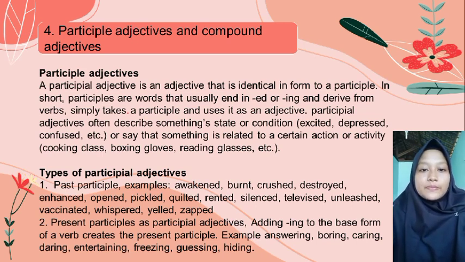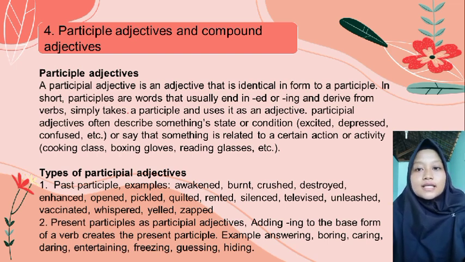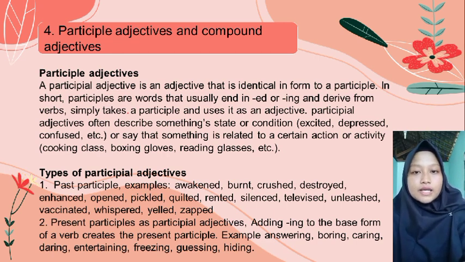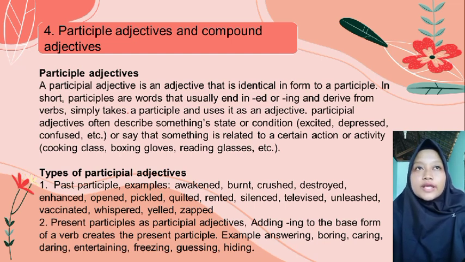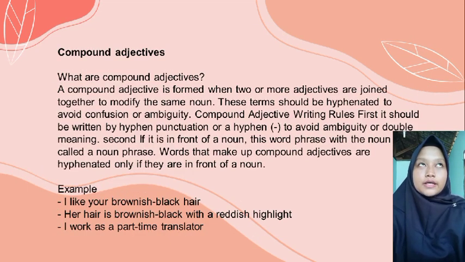And number two is present participles. As participle adjectives, adding -ing to the base form of a verb creates the present participle. Examples are answering, boring, daring, or entertaining. Okay, next about compound adjective.